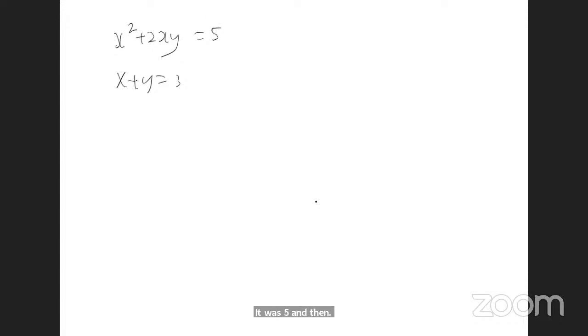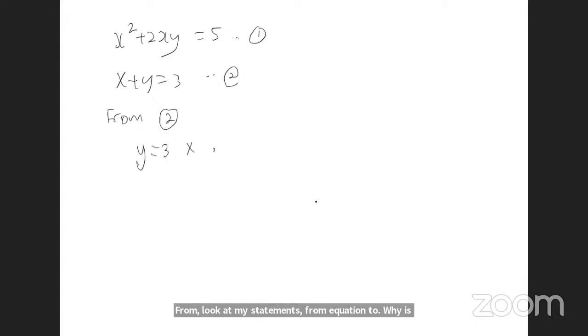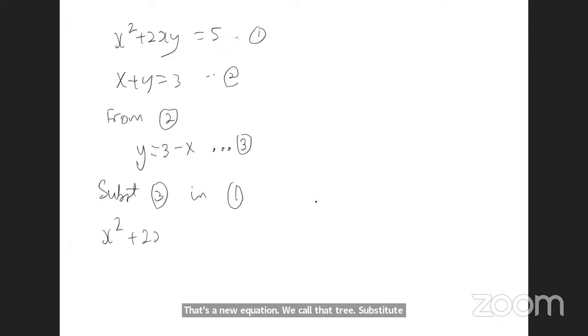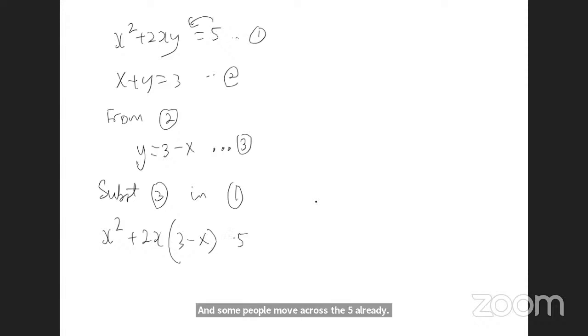Right. So, look at my statements, from equation 2, y is equal to 3 minus x. That's a new equation. We can call that 3. Substitute equation 3 in equation 1. So you'll get x squared plus 2x, open brackets, 3 minus x. And some people move across the 5 already, so you get minus 5. Right? Most people had this.